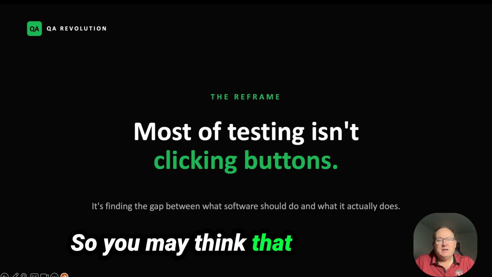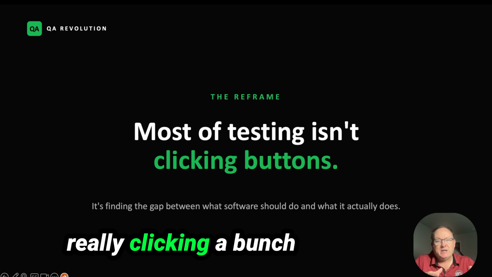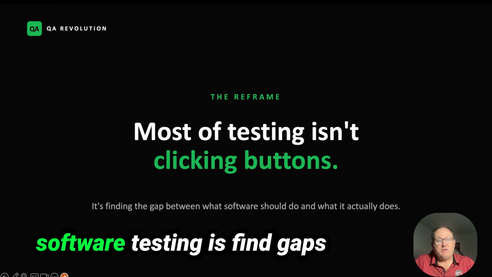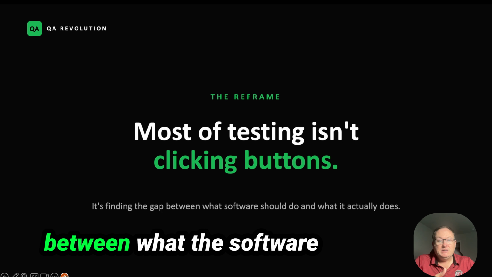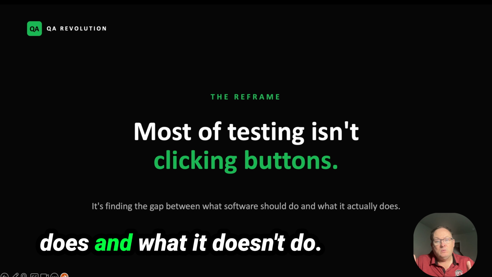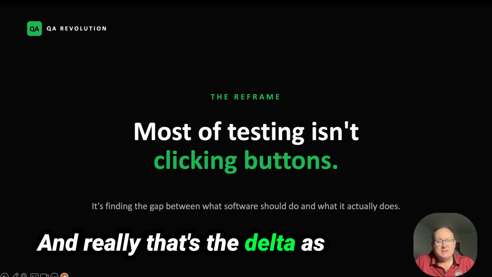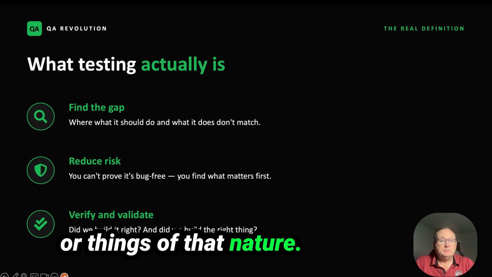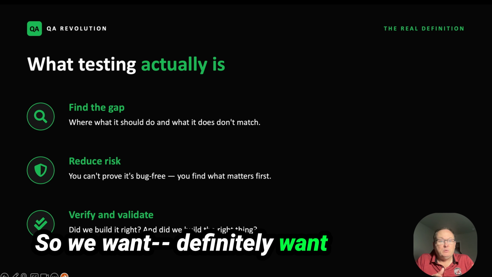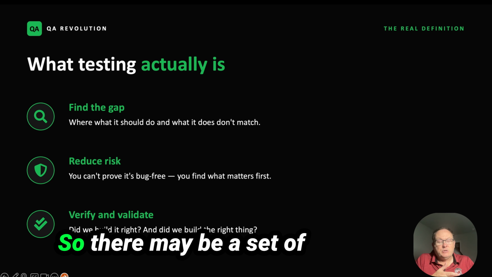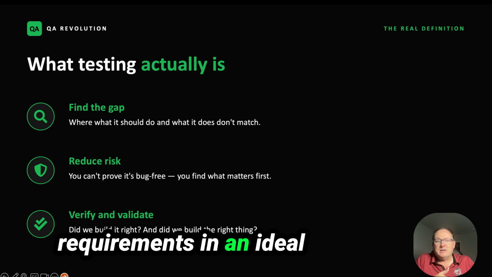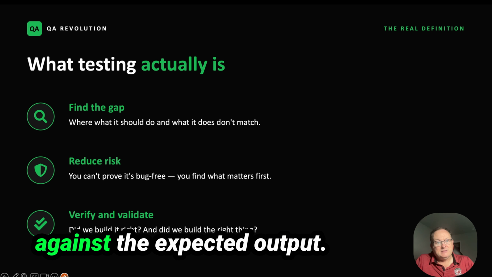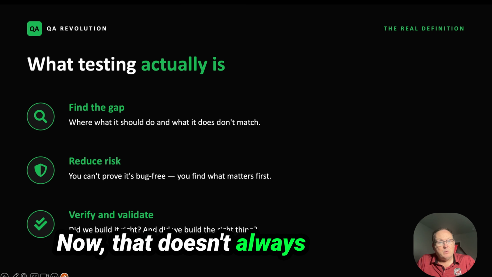So you may think that software testing is just clicking a bunch of buttons, but in reality, it's a lot more than that. What we want to do with software testing is find gaps between what the software does and what it doesn't do. And really, that's the delta as it relates to finding defects. So we definitely want to identify and find the gap. There may be a set of requirements in an ideal state, and you are comparing the requirements against the expected output. Now, that doesn't always exist.